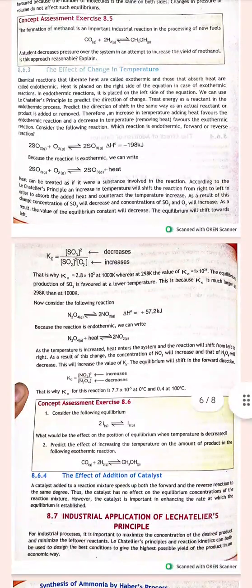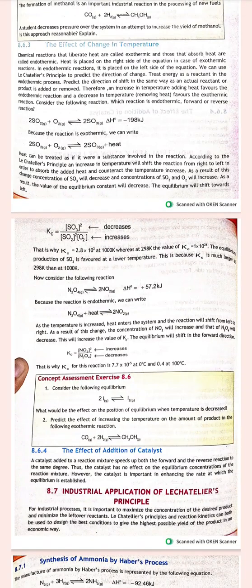Now we have to study the effect of change in temperature. Chemical reactions that liberate heat are exothermic and those that absorb heat are endothermic. In case of exothermic, heat is placed on the right side. In case of endothermic, it is placed on the left side. We can use Le Chatelier's principle to predict the direction.